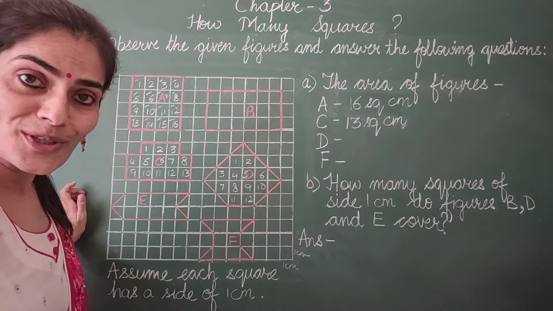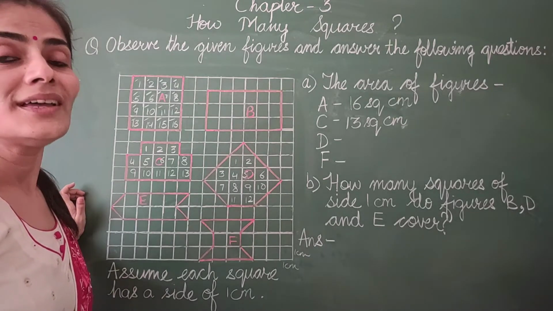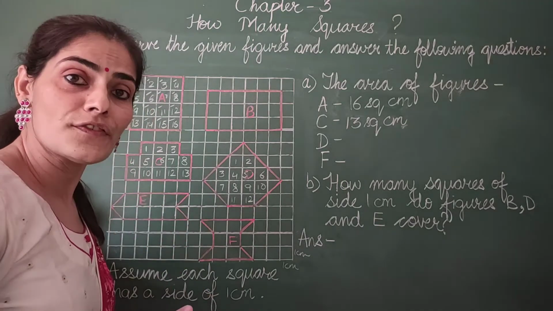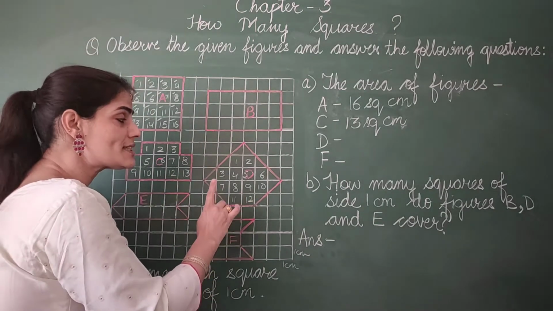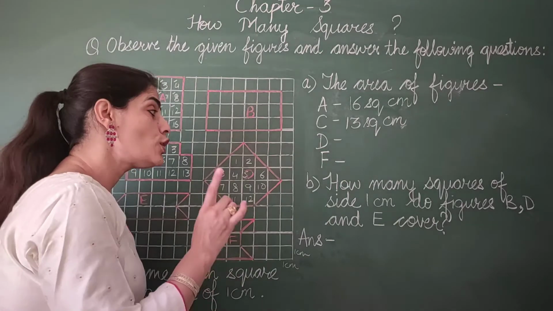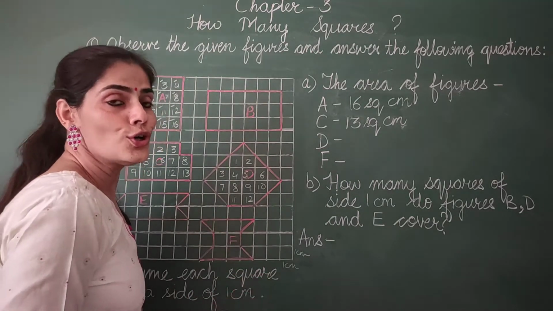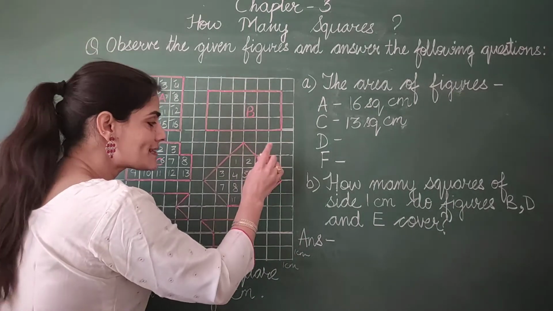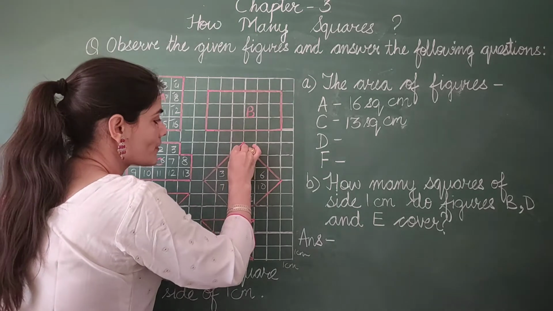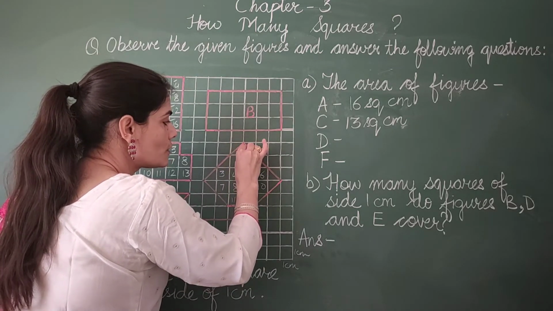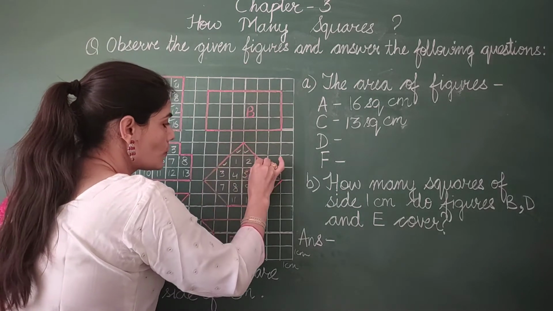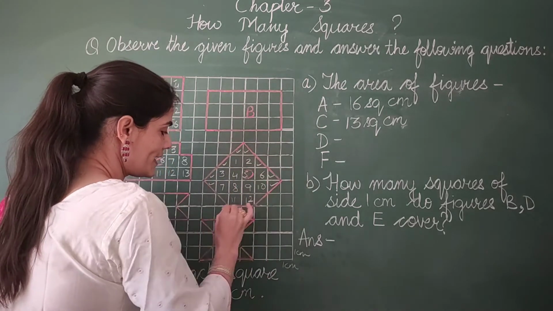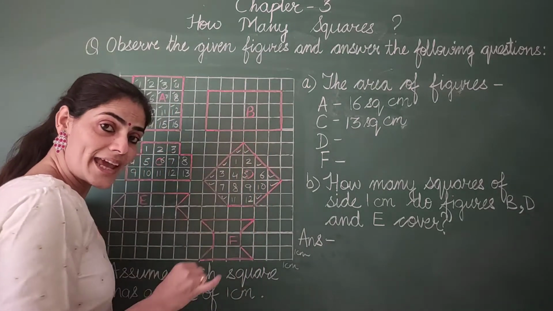And as I told you in the beginning of this video, that if the figure is covering exactly half of a square, we will count it as half only. And along with that, you also know 2 halves make 1 whole. So let's count the halves first of all. This is 1, 2, 3, 4, 5, 6, 7, 8, 9 and 10.